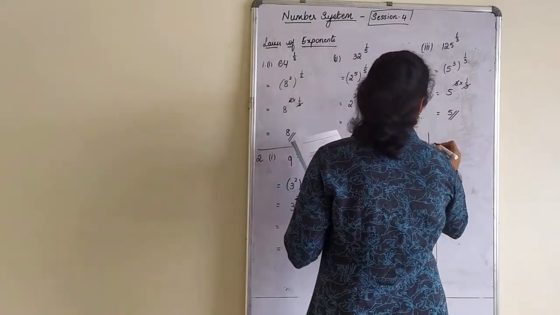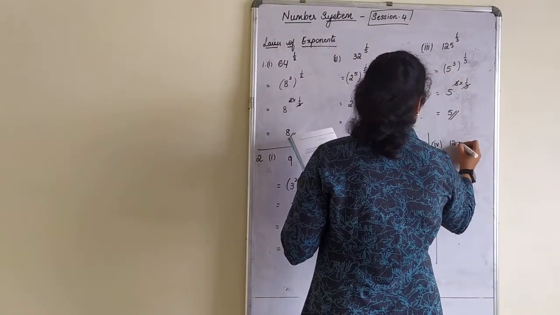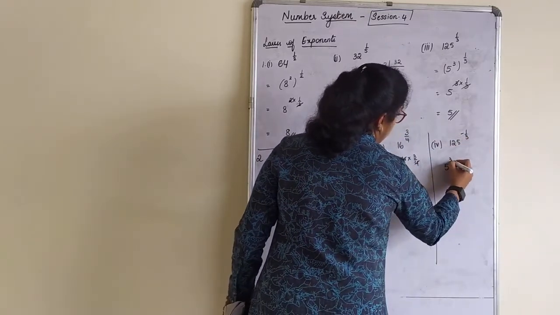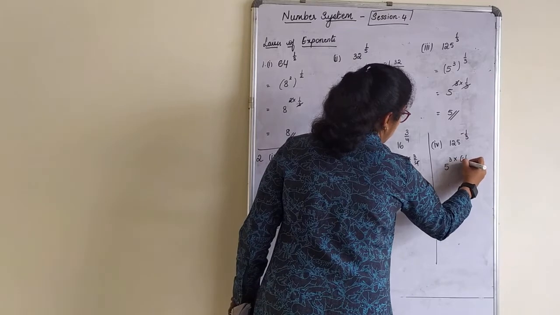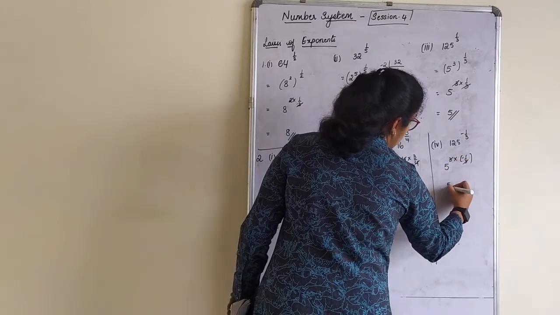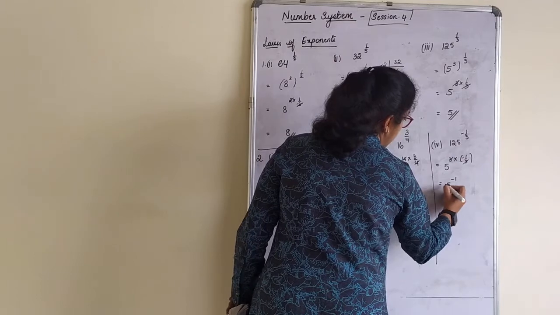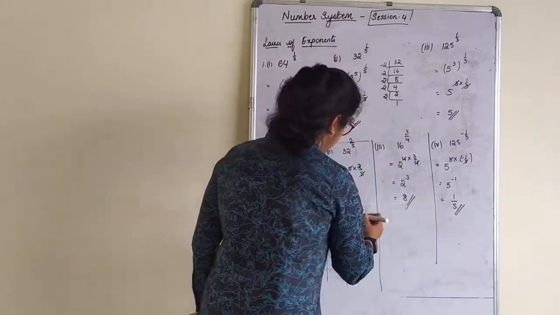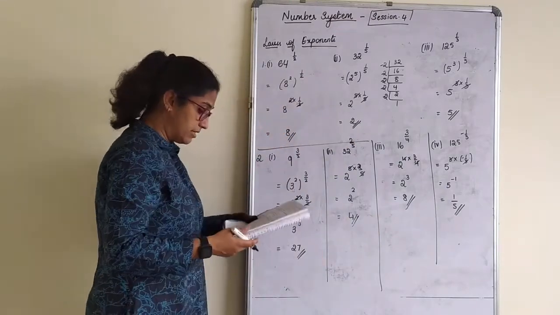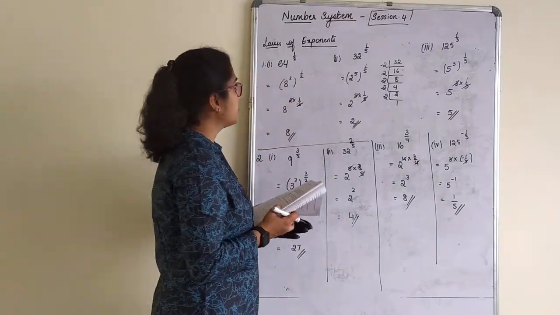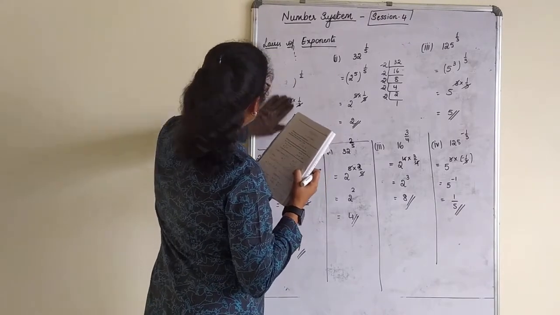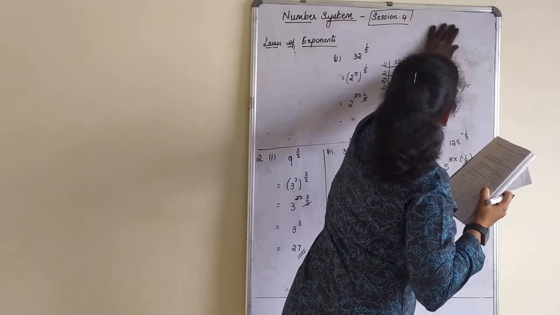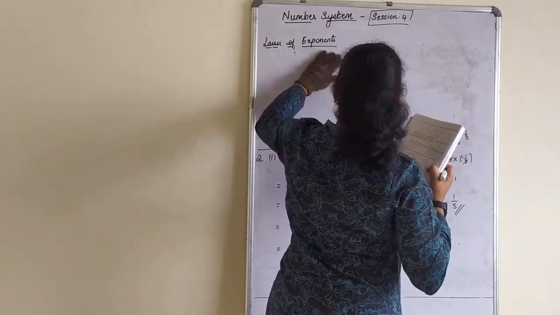Next one, fourth one, 125 raised to minus 1 by 3. 5 raised to 3 into minus 1 by 3, cancel. Answer is 5 raised to minus 1, it can be written as 1 by 5. So, second main is completed. Quickly we'll finish the third main also. Third main is also very simple as we have done first and second main. So with that, we actually complete the chapter number system.